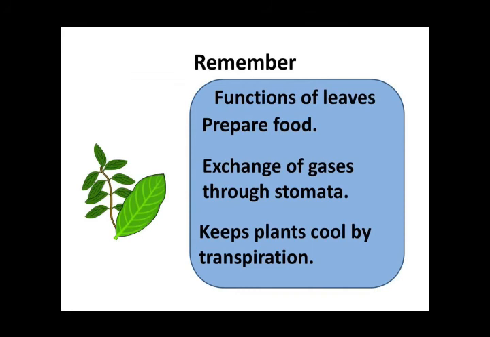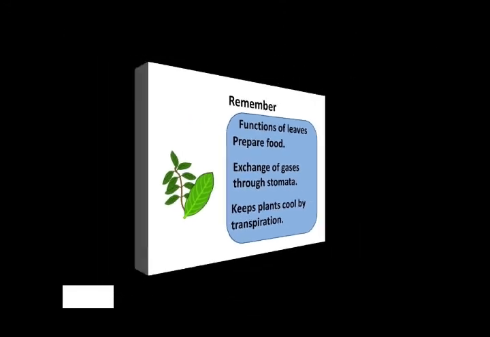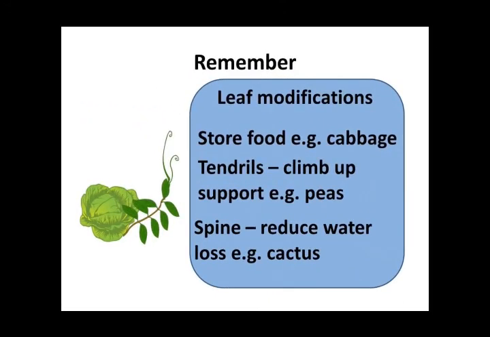So to sum up what we learned today, the functions of leaves are to prepare the food, to exchange gases through the stomata, and to keep the plants cool by the transpiration process. The leaves are also modified to perform special tasks: to store food, for example, in the case of cabbage, and tendrils to climb up the support, for example, in case of peas.